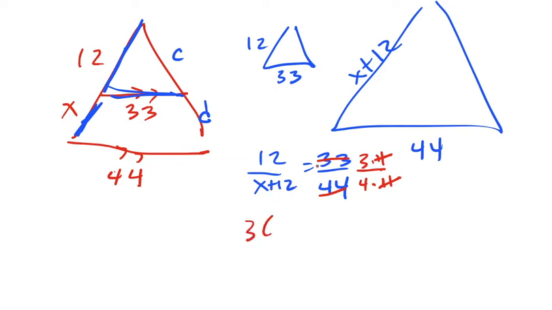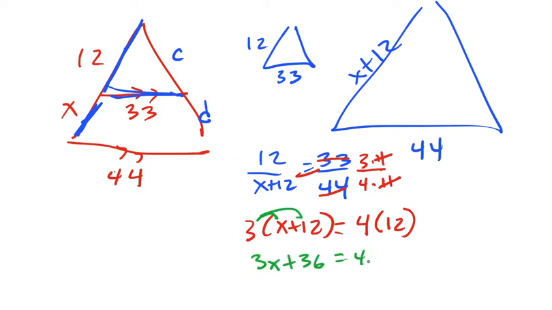3 is going to multiply to x plus 12. Don't forget, it will multiply to both, not just one. And the 4 and the 12 will multiply. So I have to distribute here. And then get x alone. Subtract 36. 3x equals 12. Divide by 3, x equals 4.